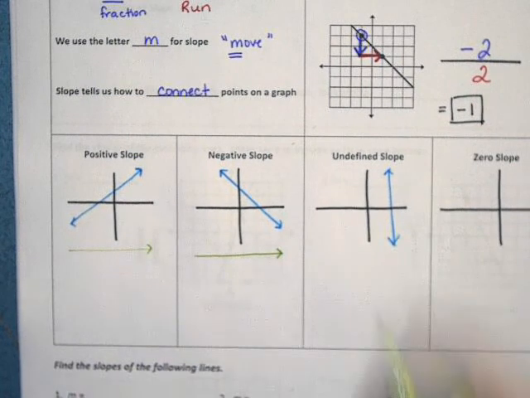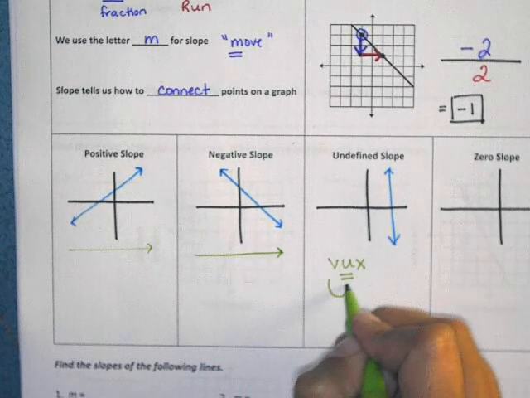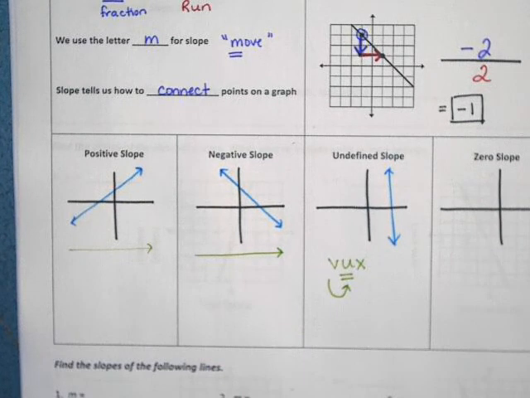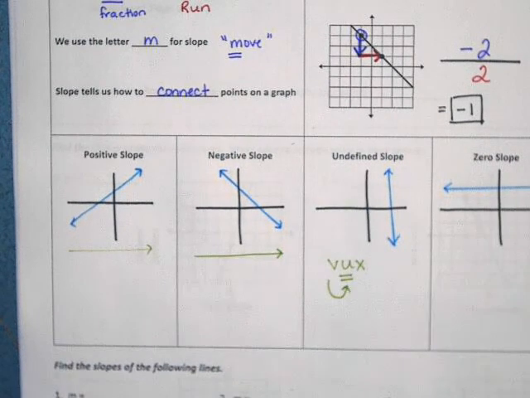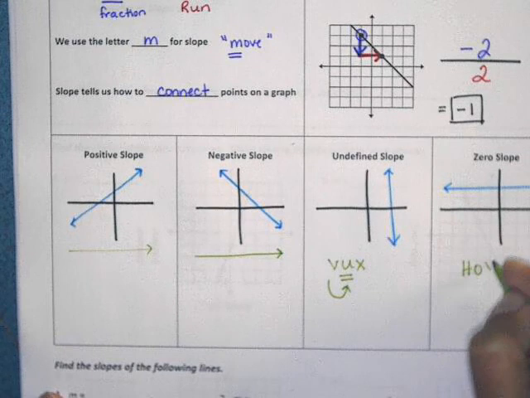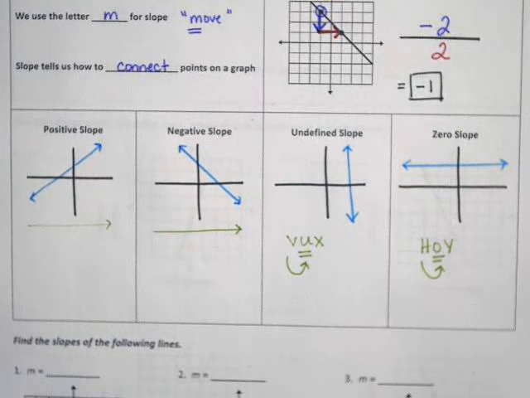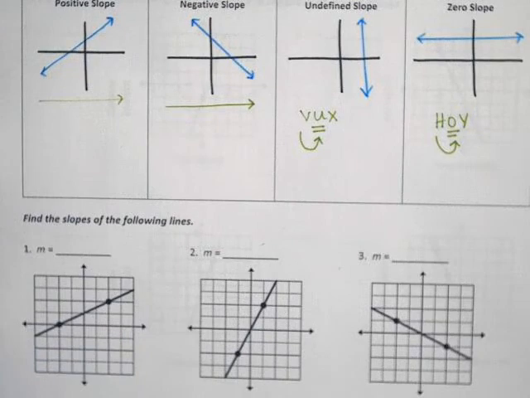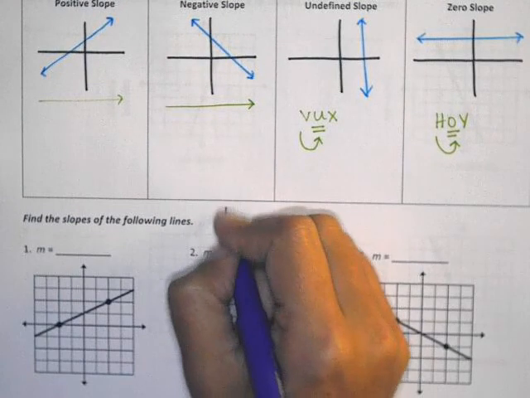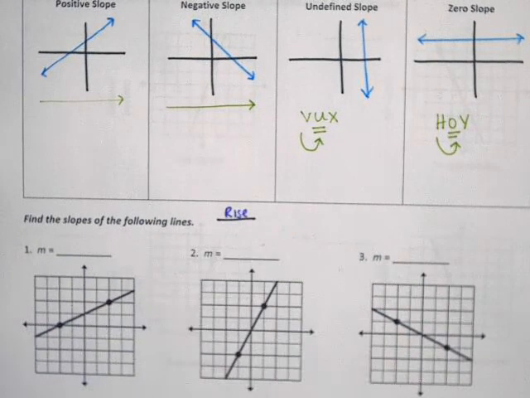You may remember when we talked about VUXHOY that a vertical line has an undefined slope, and a 0 slope is a horizontal line. You may remember when we talked about VUXHOY that a horizontal line has a 0 slope. So that's another reason that VUXHOY helps us, not just with making a graph, but with knowing about the slope of a graph. Let's practice finding some slopes. So again, whenever I give you a graph, the way you're going to find the slopes is by looking at rise over run.